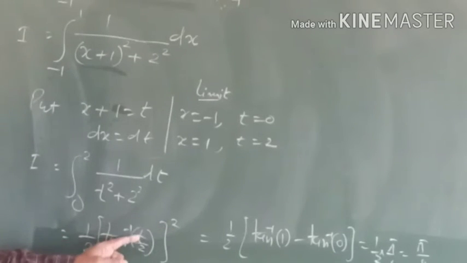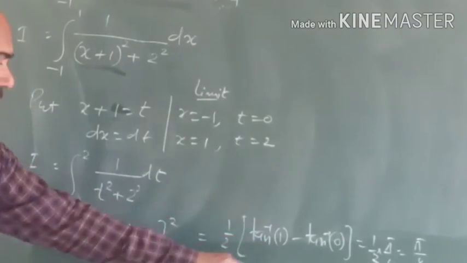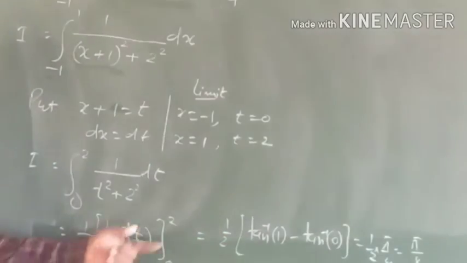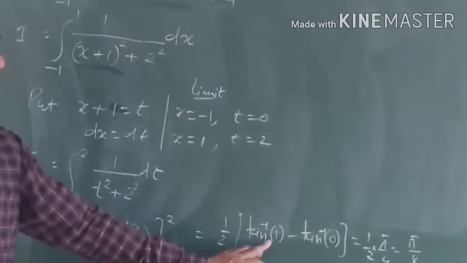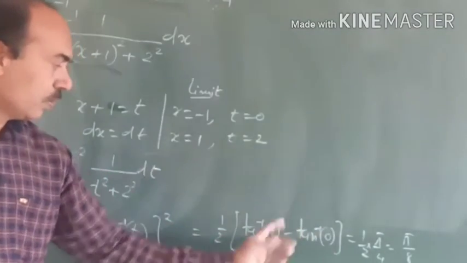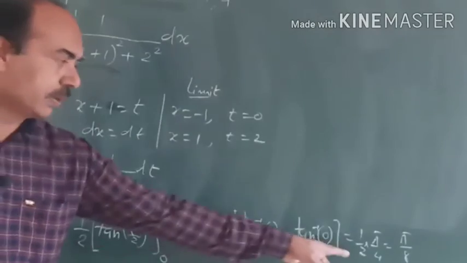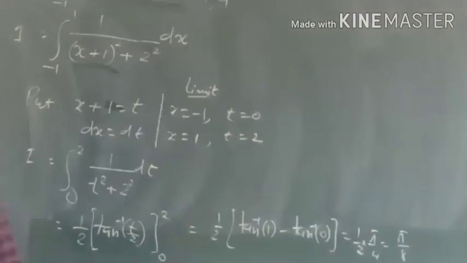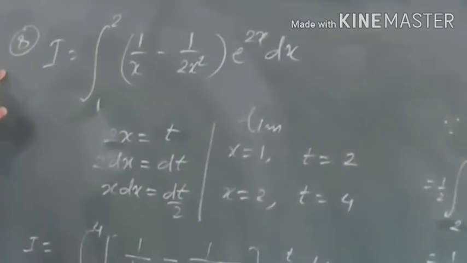Now raise the limit, upper limit minus lower limit. When we write 2 here, 2 by 2 means 1, so tan inverse 1, and when you put 0 you will get 0. So tan inverse 1 is pi by 4 means 45 degree, and tan inverse 0 is 0, so only pi by 4 into 1 by 2 that is pi by 8. This is the answer. Okay, let's see one more question, question number 8.